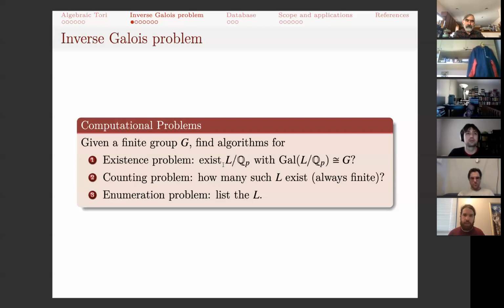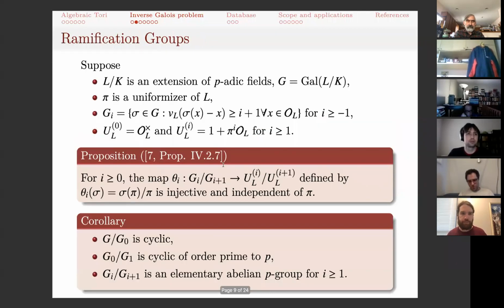So I'm going to talk mostly about one and two in this section. The enumeration problem I'm still working on. We have some data for small primes and degrees, but it's not as much as I would like. So I hope to improve that later.